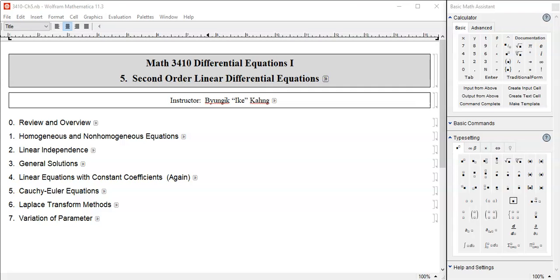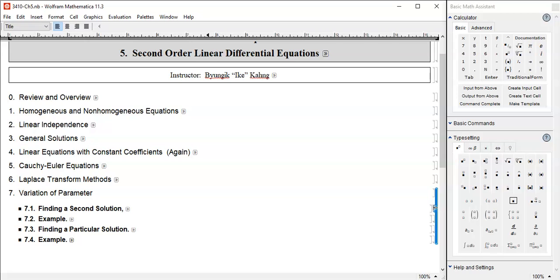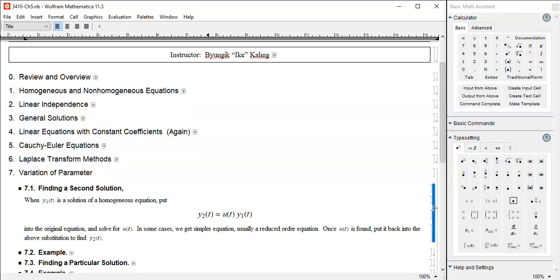The final topic I'd like to talk about is variation of parameter, and we did only one part. It was about finding a second solution of a homogeneous equation if we know one of them. This is often called reduction of order because we begin with second order. With this method, we end up with a first order equation. y2 is equal to u times y1, and this parameter is something we want to identify.